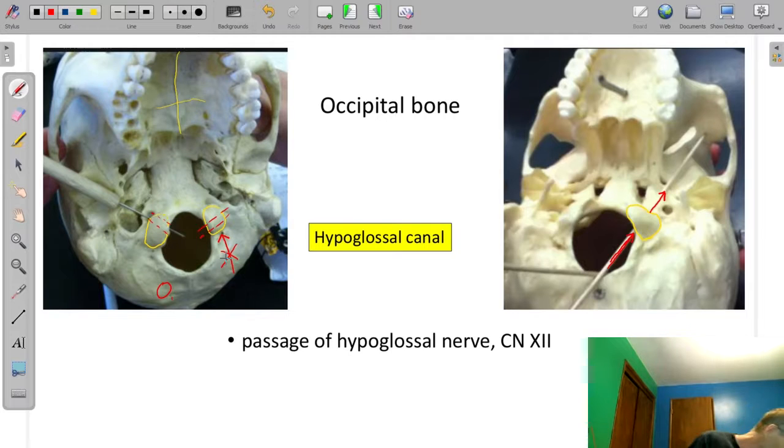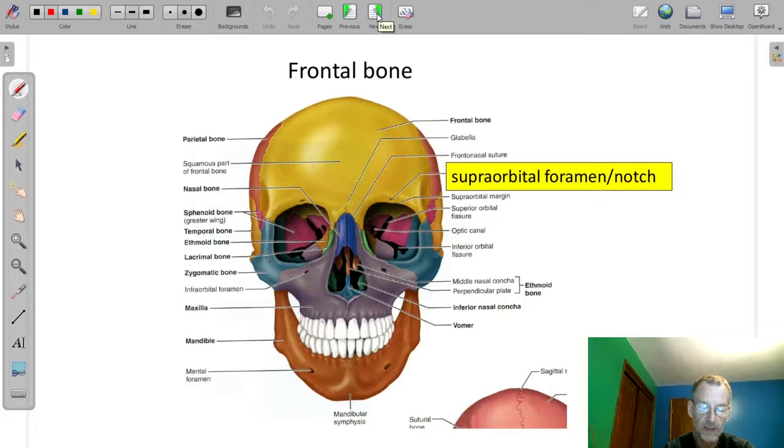Hypoglossal canal, what you need to know is its passage for the hypoglossal nerve, which is cranial nerve 12. So we're learning some of the cranial nerves and how they enter and exit the skull. So I believe that's it for the occipital bone. And then we go to the frontal bone.